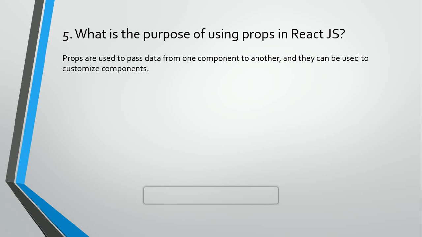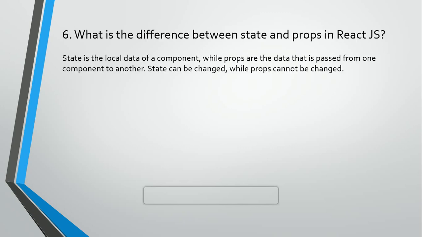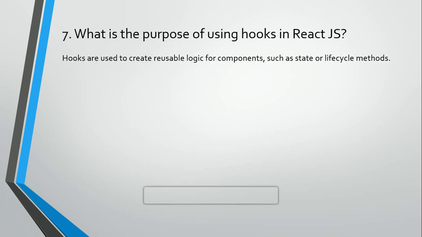Question number 6. What is the difference between state and props in React.js? State is the local data of a component, while props are the data that is passed from one component to another. State can be changed while props cannot be changed. Question number 7. What is the purpose of using hooks in React.js? Hooks are used to create reusable logic for components such as state or lifecycle methods.